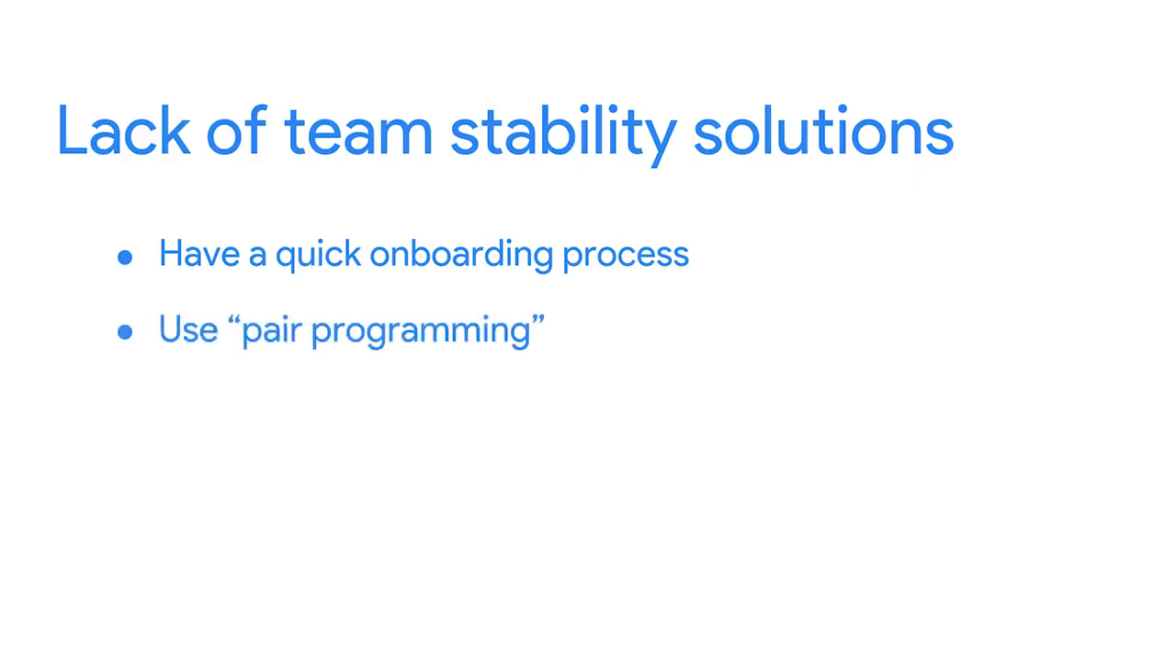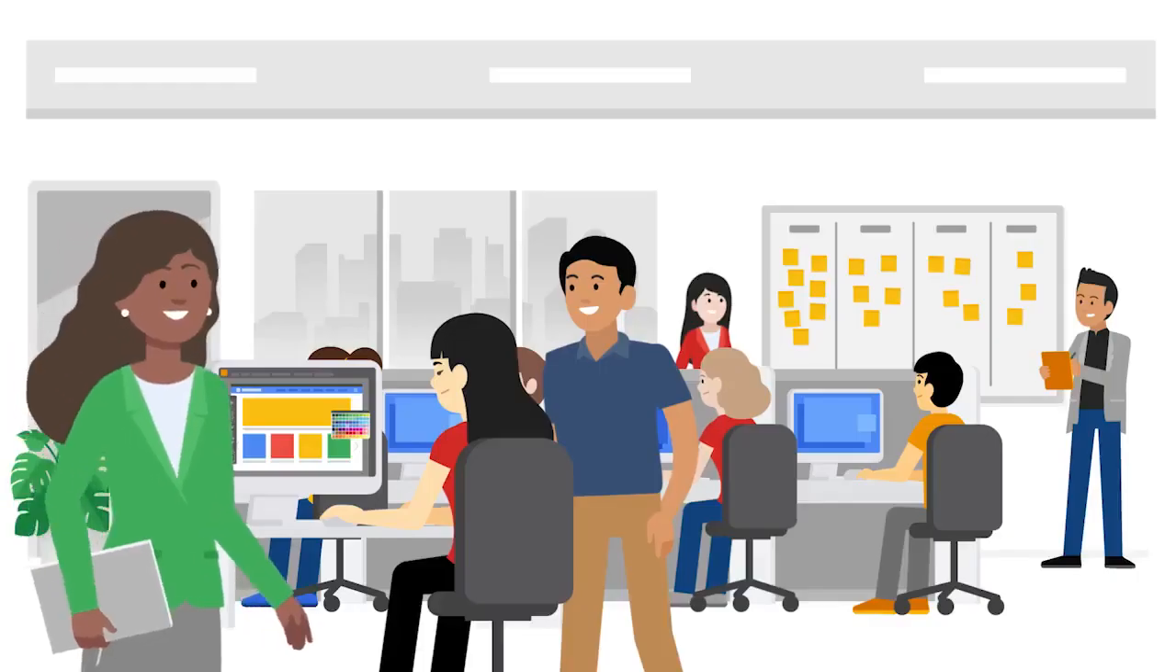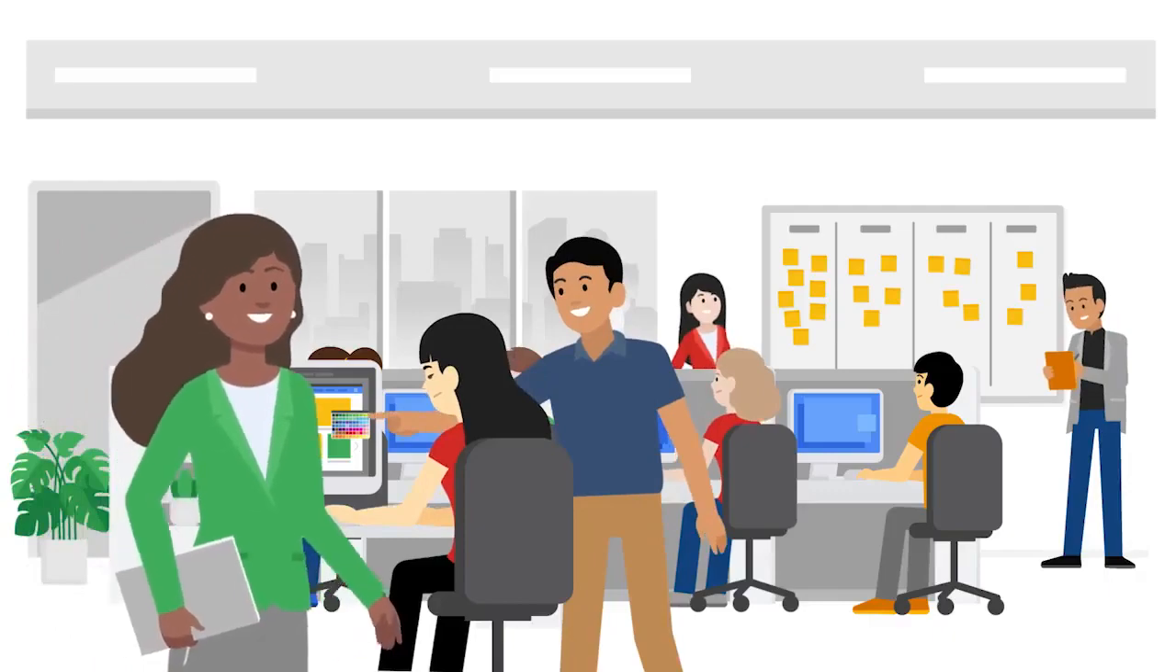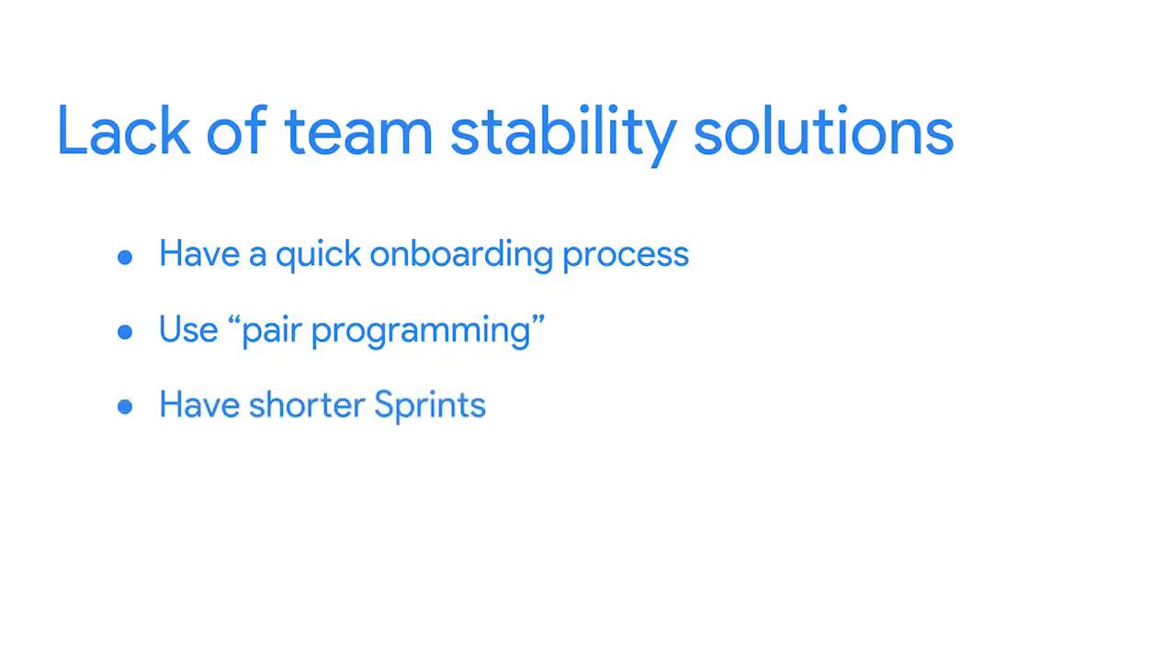Second, use a pair programming style, where a new team member teams up with a colleague and starts learning on the job. This also helps if people leave the team, since a partner should be able to pick up where they left off. And third, if team composition changes because members keep leaving, try having shorter sprints. This way, team members can wrap up their last sprint's worth of work before leaving.